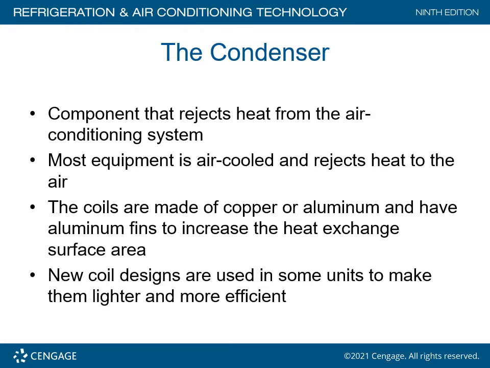A condenser is the component that rejects the heat from the air conditioning system to the outside. In this case, most equipment is air-cooled and rejects heat to the air. Coils are made of copper or aluminum and have aluminum fins to increase the heat exchange surface area. New coil designs are utilized in some units that make them lighter and more efficient.